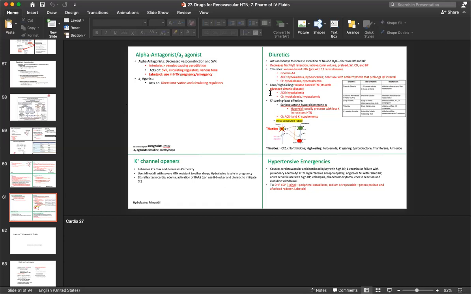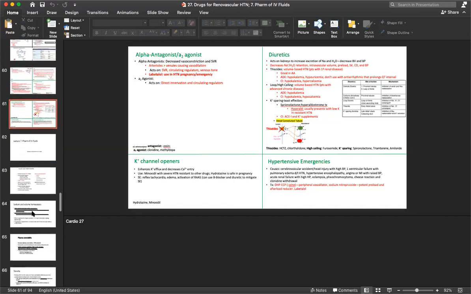Okay. Potassium sparing diuretics spare our potassium, so make sure that you check their potassium. Taking an ACE inhibitor and potassium, or an ARB and potassium, is probably contraindicated. Sometimes you'll see it in the hospital, but you just have to make sure that their potassium is okay. You don't want to take that with a potassium supplement.